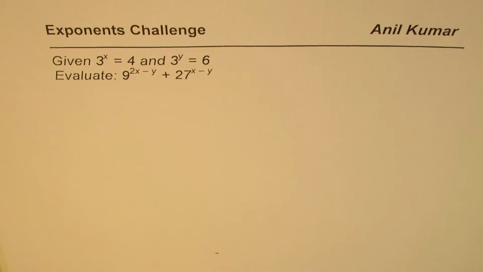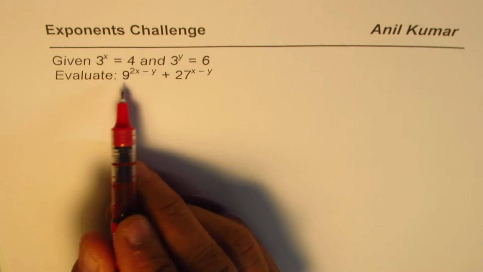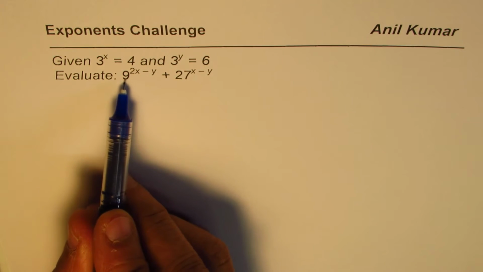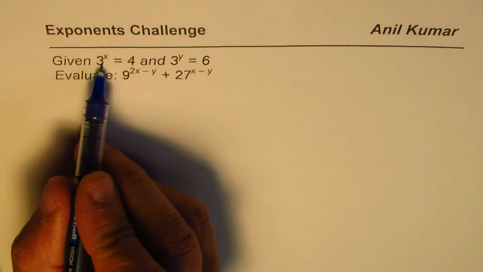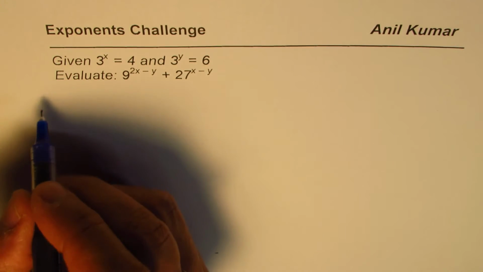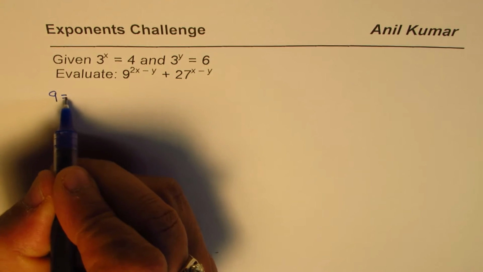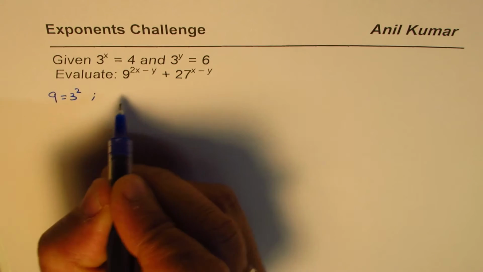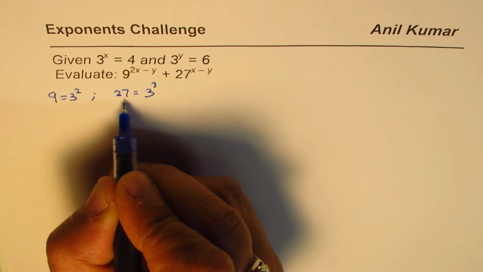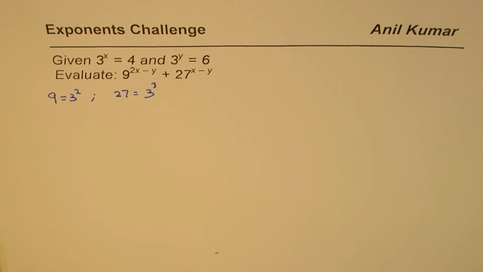Now some of you might remember the rules which we should follow for exponents, but I'd like to give a summary. The first step should be that these numbers should be written in terms of 3, since we are given the exponents of 3. So the strategy is we could write 9 as 3 square and we could write 27 as 3 cube, right? 3 times 3 times 3 is 27.